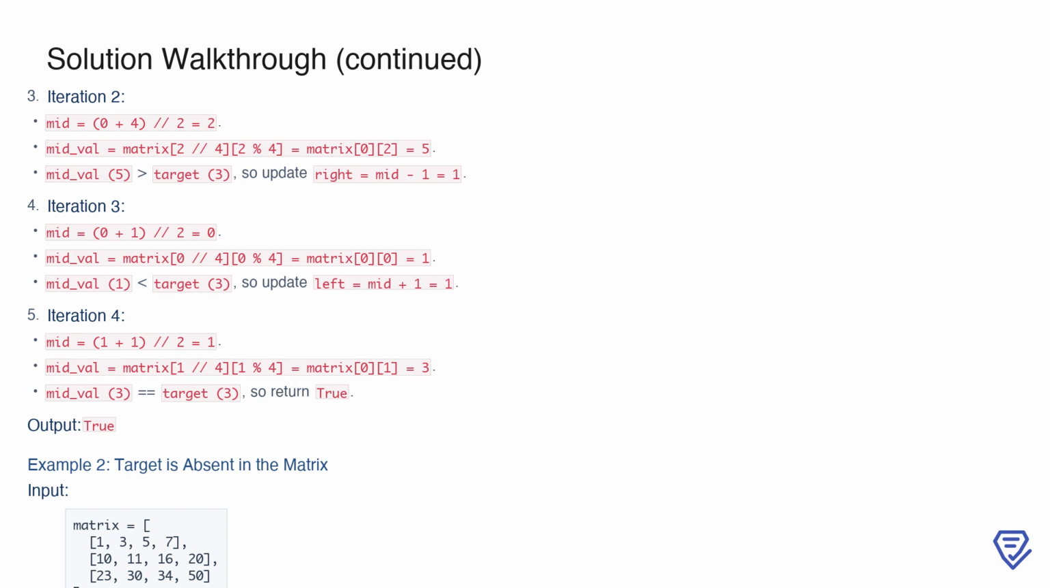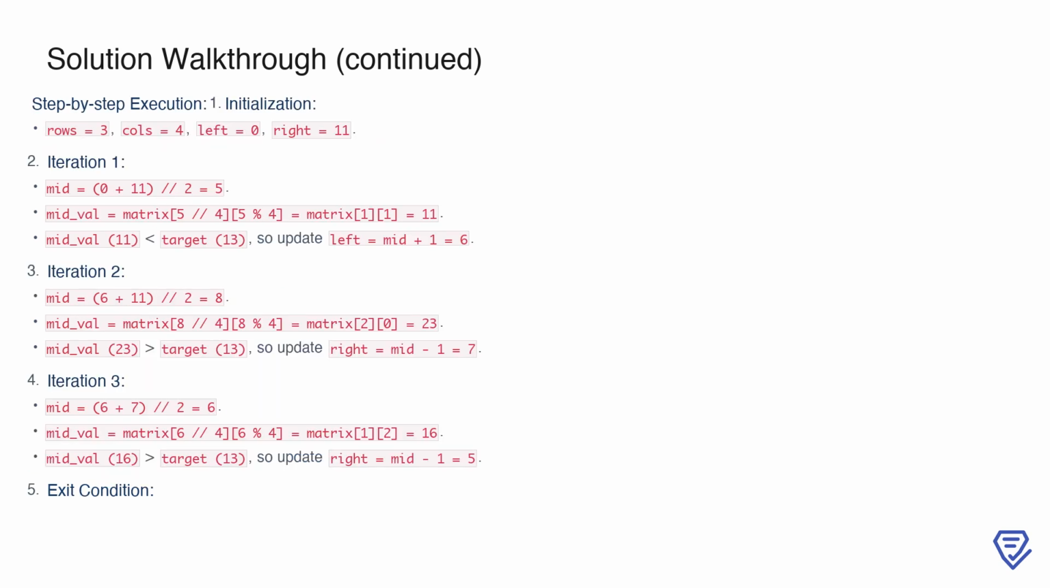Finally, in the fourth iteration, we find mid equals (1 + 1) / 2 equals 1, and the value at this position is mid_val equals matrix[1 / 4][1 % 4] equals matrix[0][1] equals 3. This matches the target, so we return true, confirming that the target is present in the matrix.